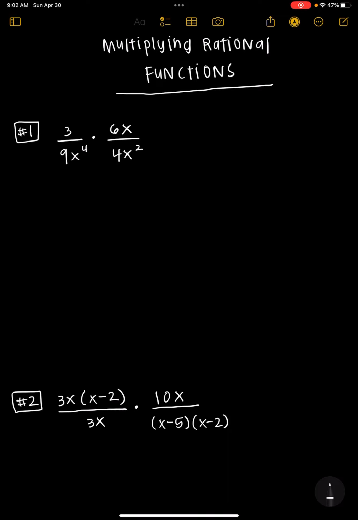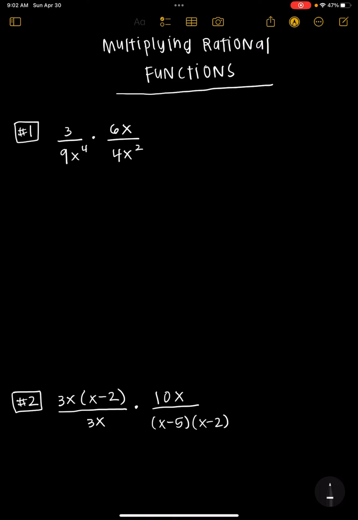Hi everyone, so now we're going to be learning about how to multiply rational functions. And once again, because rational functions are fractions by nature, we multiply them like we multiply fractions. If you remember, when we multiply fractions, you just multiply the tops and the tops and the bottoms and the bottoms.